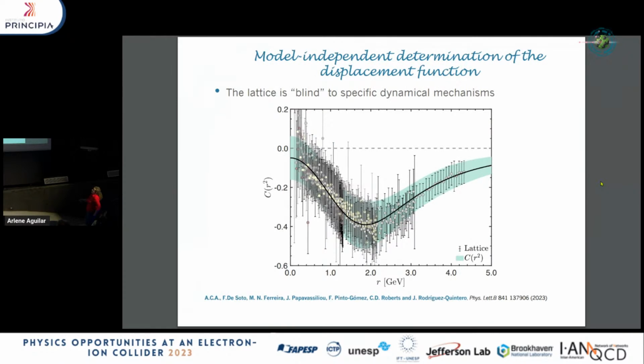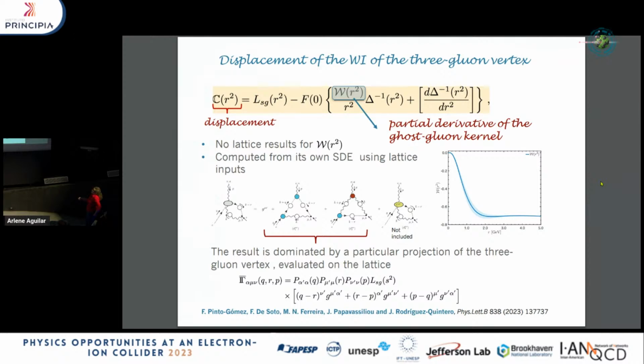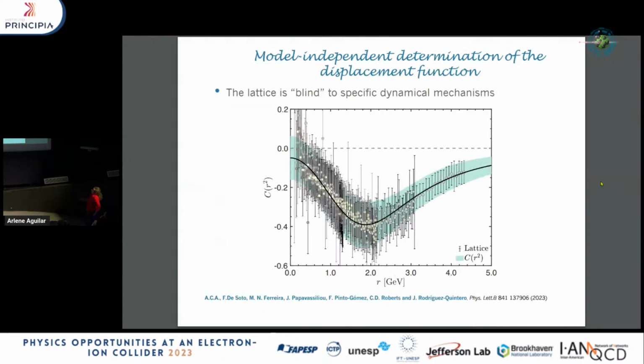And here is the result of the signal on the lattice. So here is the construction of that function based on the lattice results. So that is a clear evidence of the signal of the Schwinger mechanism in the lattice calculation of the form factor of the three-gluon vertex.